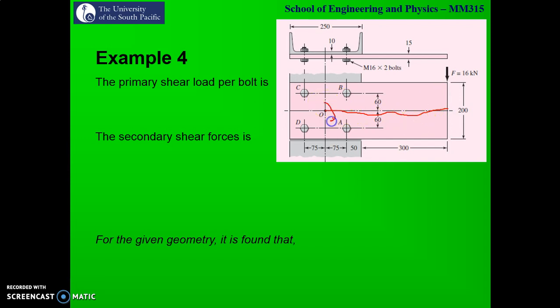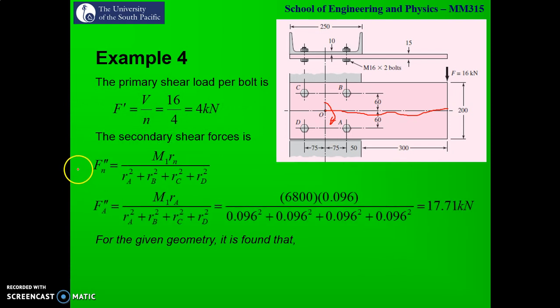The moment about point O is in the clockwise direction, because application of F will cause a moment in the clockwise direction about O. So first thing, we can calculate our primary shear. Primary shear is calculated using this formula, V over N. V was given as 16 kilonewton, N is the number of bolts, which was 4, so your primary shear is 4 kilonewton. For secondary shear, we can calculate our secondary shear using this formula.